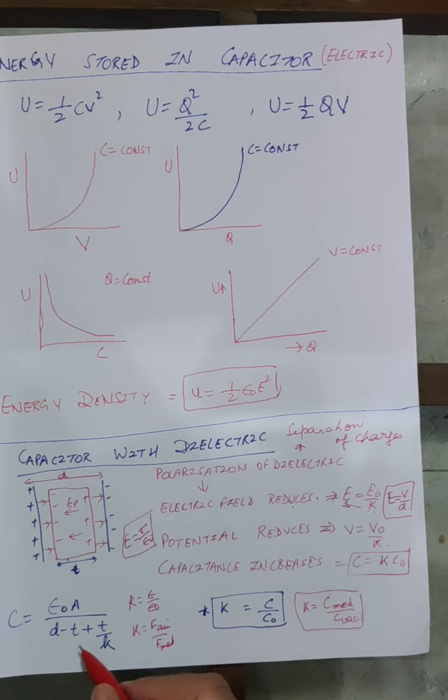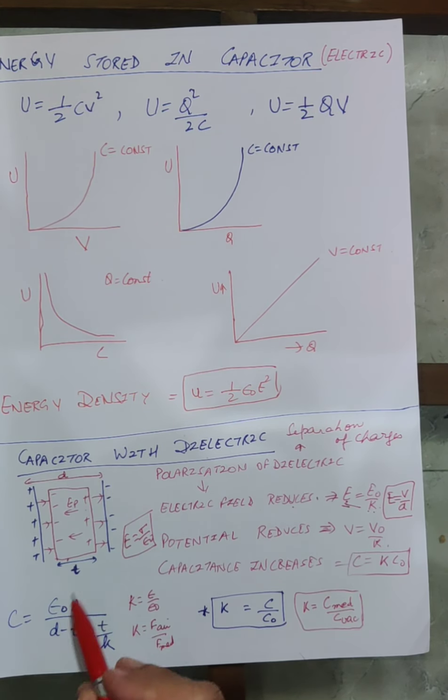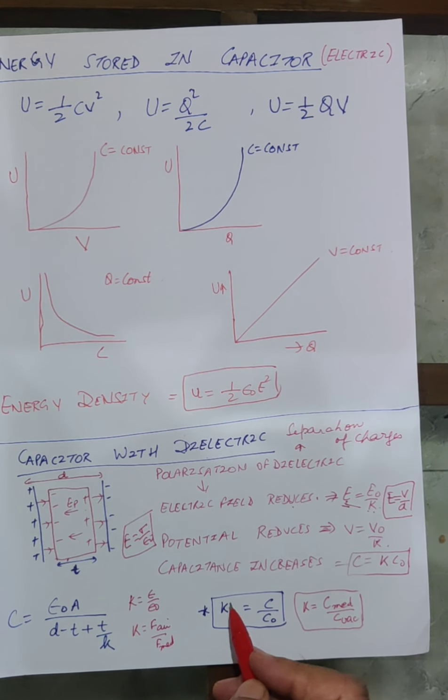The other formula you can remember is for when the dielectric slab is placed between the plates of the capacitor: C is equal to epsilon naught A upon d minus t plus t by K, where t is the thickness of the dielectric slab and K is the dielectric constant. So these are the very important formulae for when the dielectric is placed between the parallel plate capacitor.